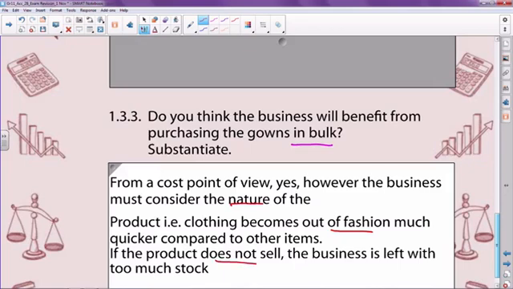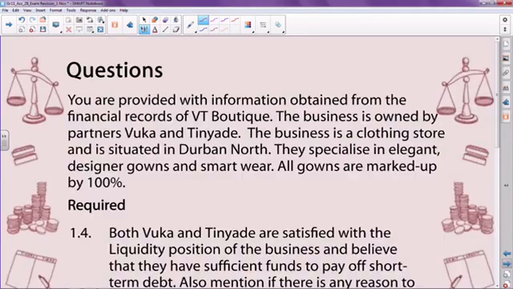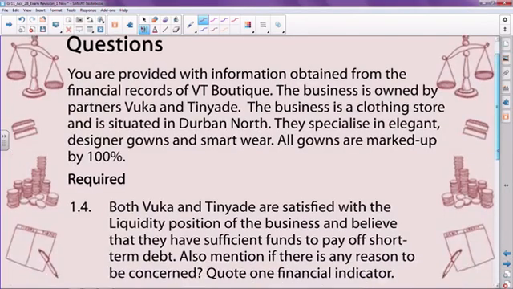If the business decides to buy in bulk and the product doesn't sell, the business is then left with too much stock. So those are the factors the business should look at before deciding whether they are going to benefit. From a cost point of view, yes. However, they need to look at these other factors that could play a role. Quite a nice question, 1.3.3. Let's see whether we can cover one more question. We don't have much time left.